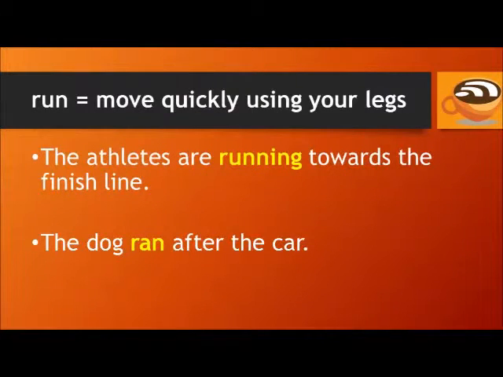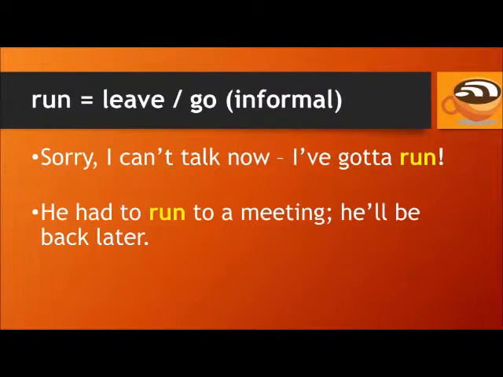The basic definition of run is to move quickly using your legs. For example, the athletes are running towards the finish line. Or, the dog ran after the car. Run is also an informal way to say leave or go. For example, sorry, I can't talk now, I've got to run. He had to run to a meeting, he'll be back later.